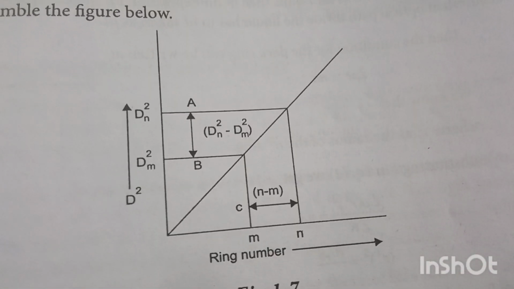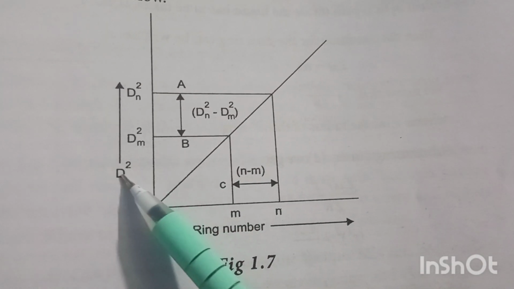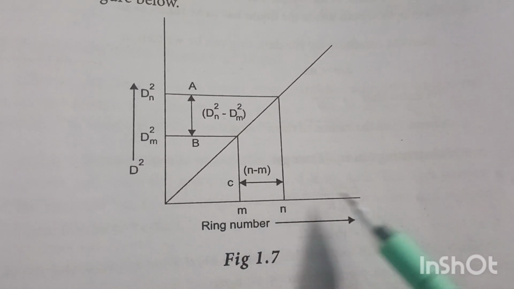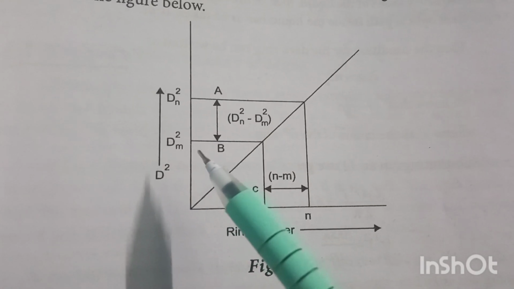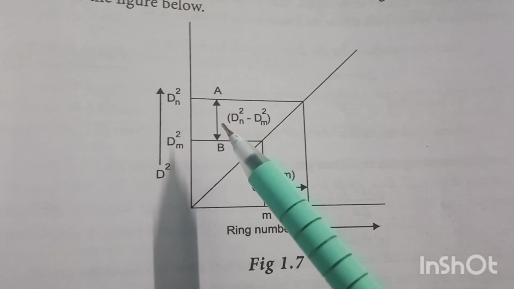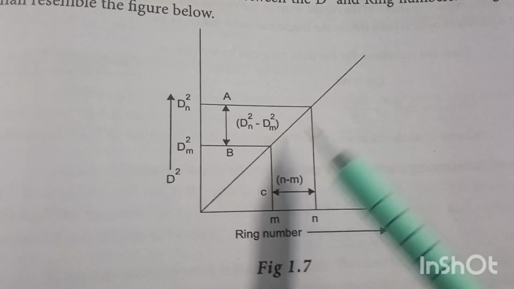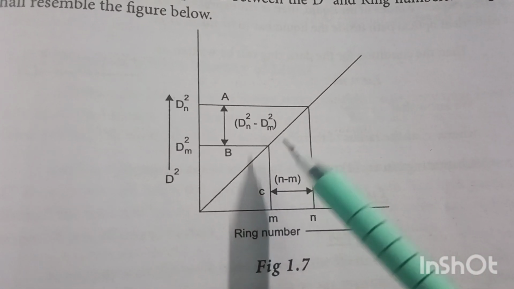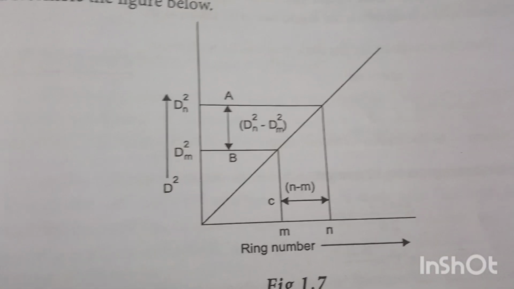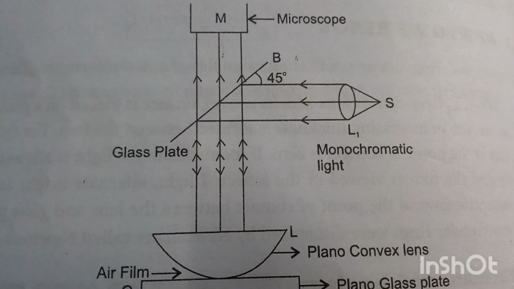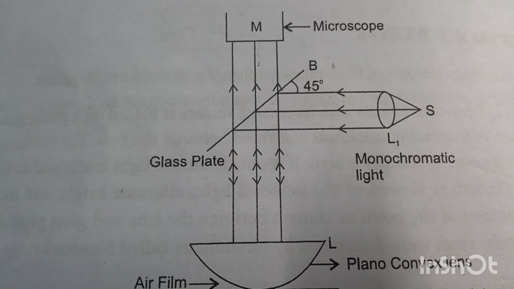Here also we can draw the graph between the number of rings and the square of the diameters of the rings. On the x-axis we take the number of rings, and on the y-axis the square of the diameters of the rings. If you plot the values, we will finally get a straight line. By using this graph also we can determine the wavelength of the light source experimentally. So this is the complete Newton's rings experiment: formation of Newton rings, and next the wavelength of the light source.